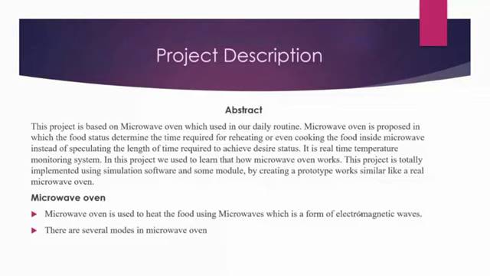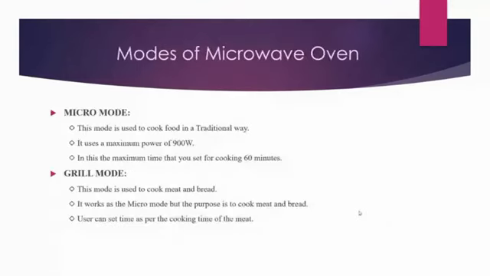In this project, we learn how a microwave oven works. What is meant by a microwave oven? A microwave oven is used to heat the food using microwaves, which are a form of electromagnetic waves. There are several modes of microwave oven. Modes of microwave: micro mode.